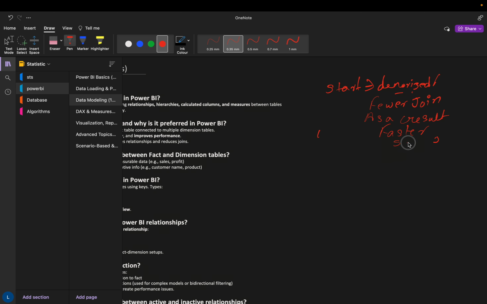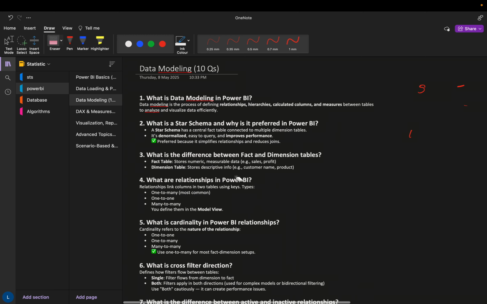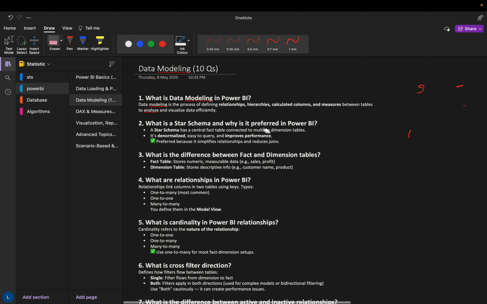And it is also a simpler relationship. It improves our performance. Now while speaking about why we normally prefer it in Power BI, it is because it is a simpler relationship and reduces the joins, because it is denormalized.